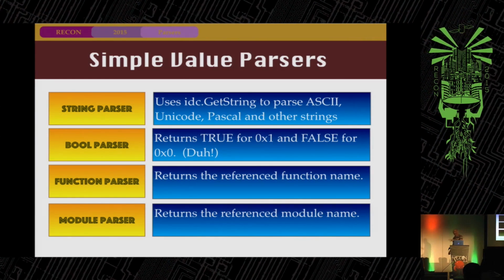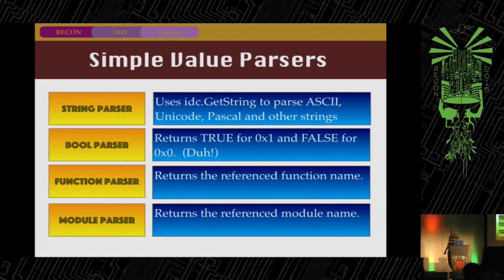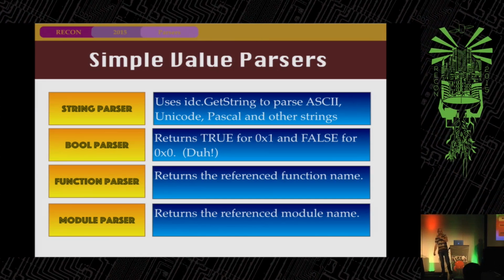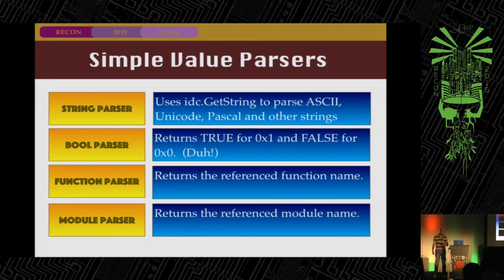So if kernel32, for example, will be passed as an argument to a function, then we will see the string kernel32, and we will know that it's a module, so it will be really easy to work like that.